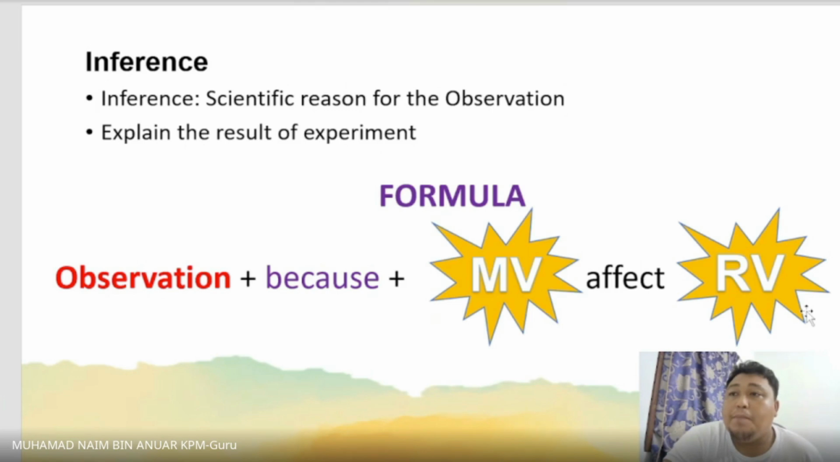Why does the plant die just now? The plant will die because there's no oxygen. The plant will die because there's no sunlight. That's how you write inference.